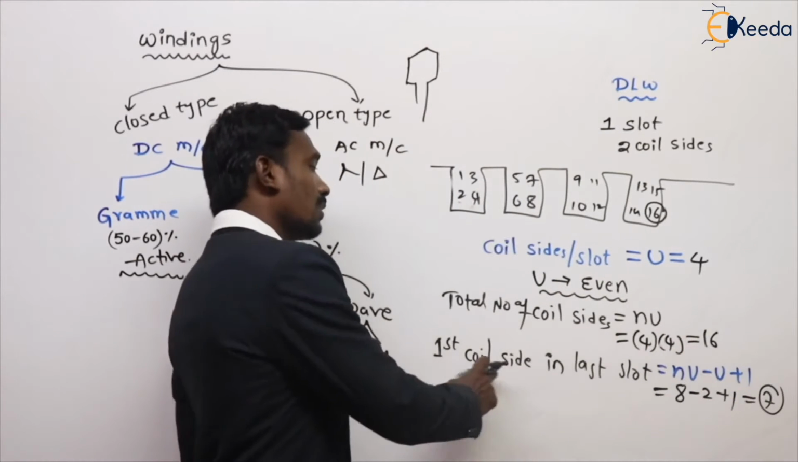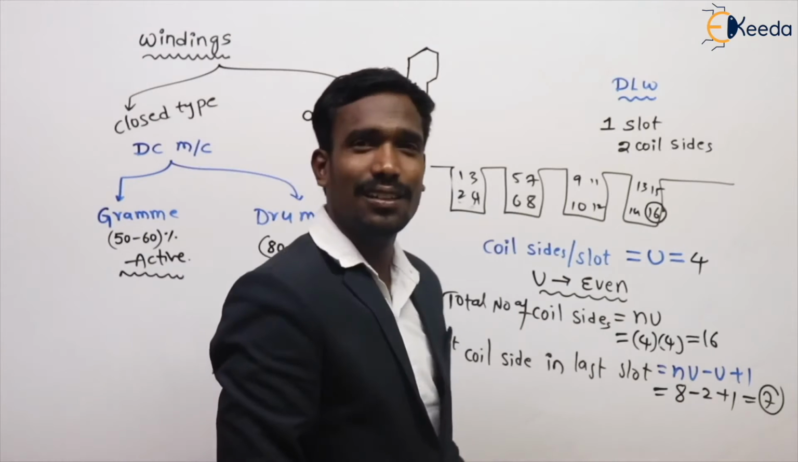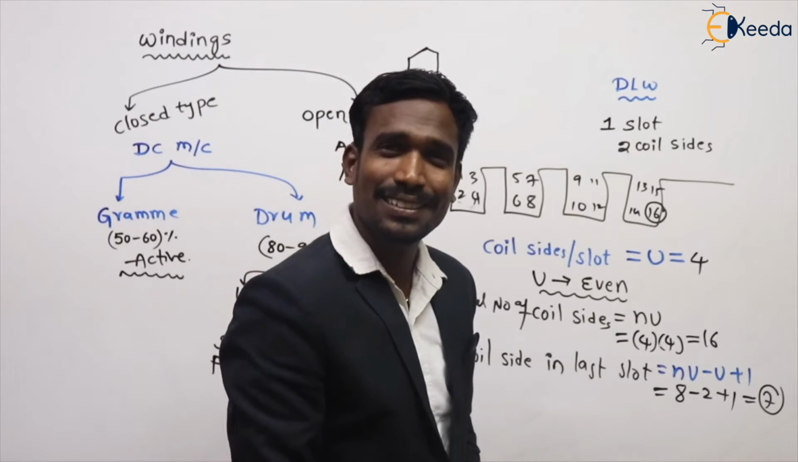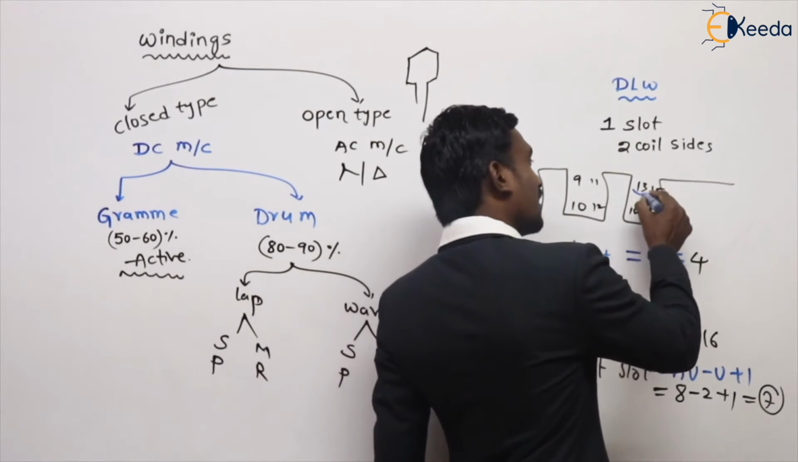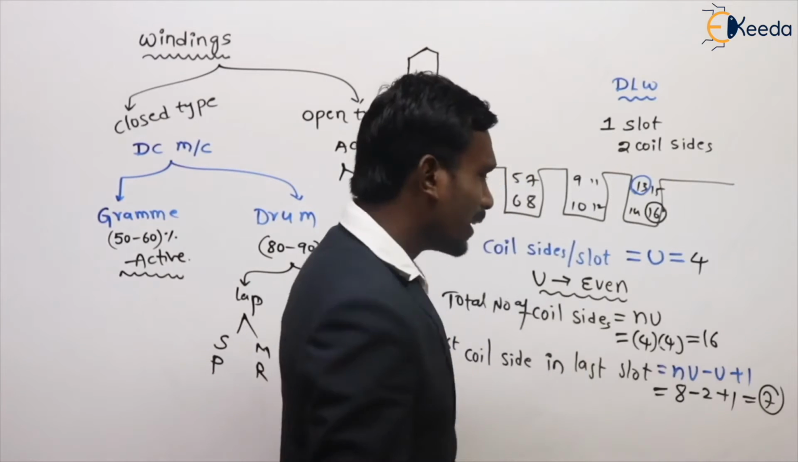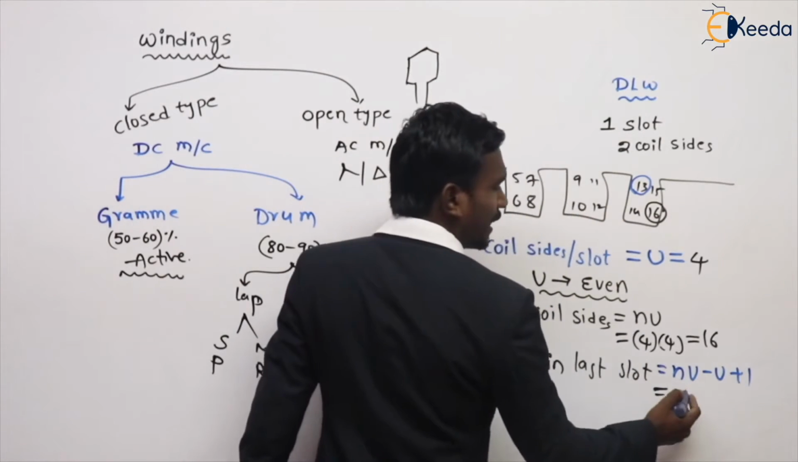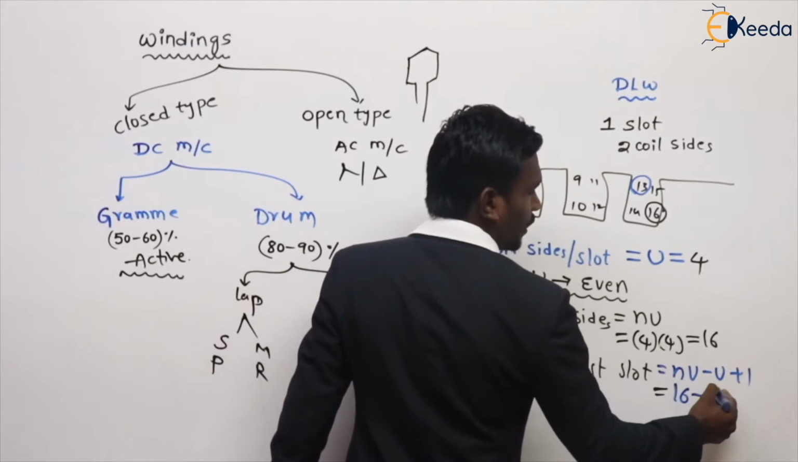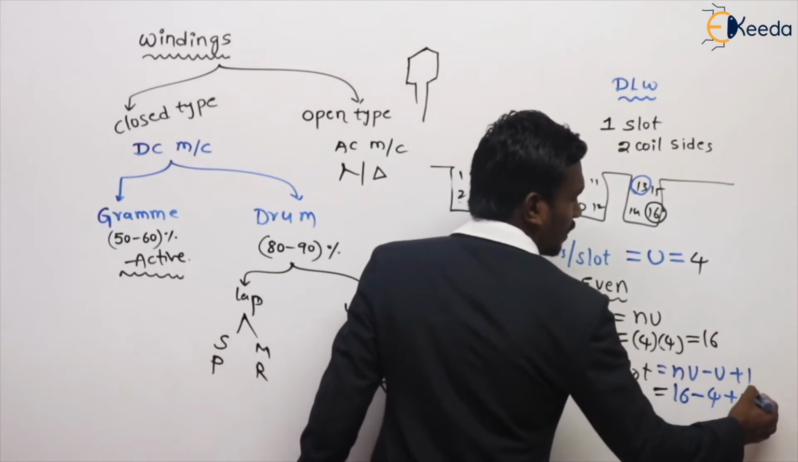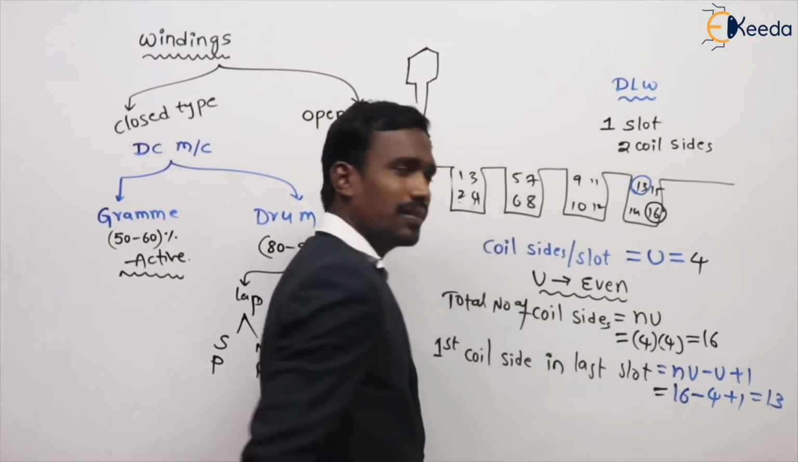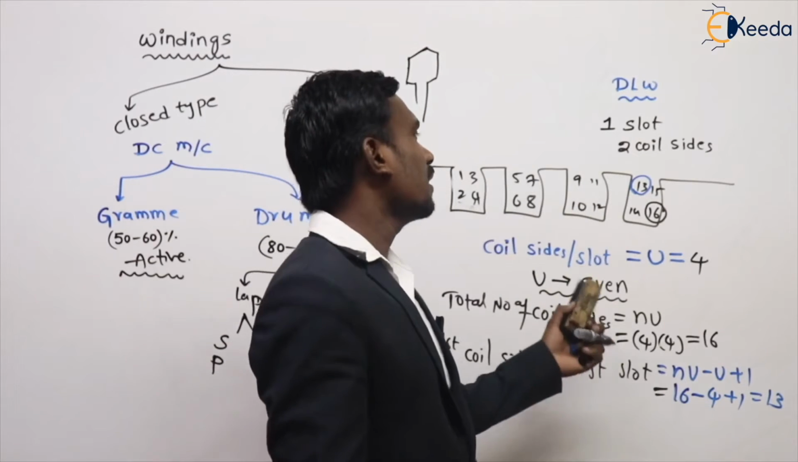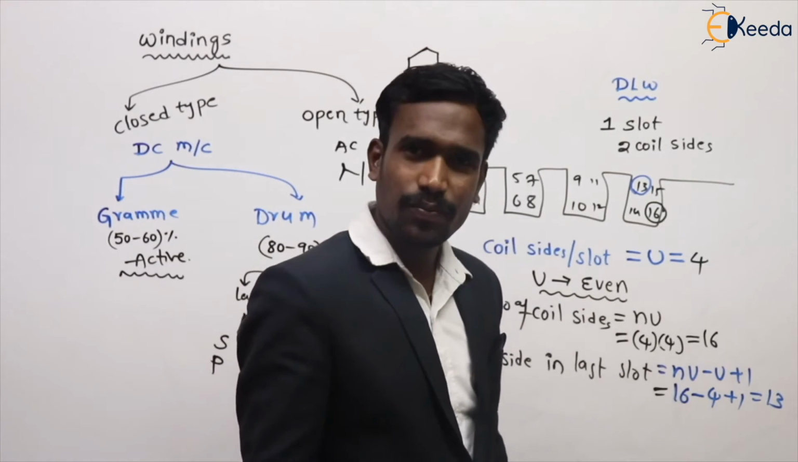But I want the first coil side in the last slot. Can you tell me what is the answer? The first coil side in the last slot is 13. How can we get that one? NU minus U plus 1. What is NU? 16. Minus U, 4, plus 1 is nothing but 13. This is simply the double layer winding.